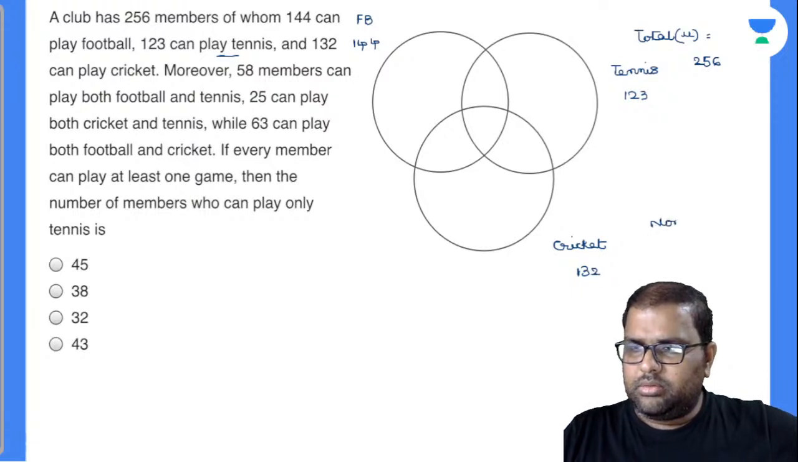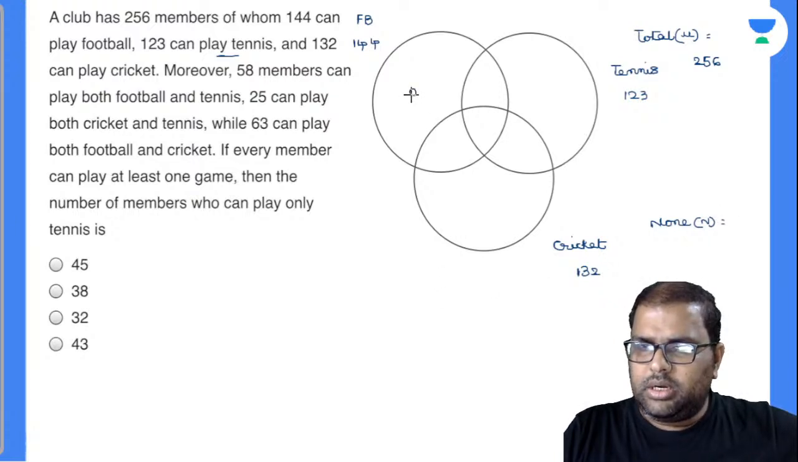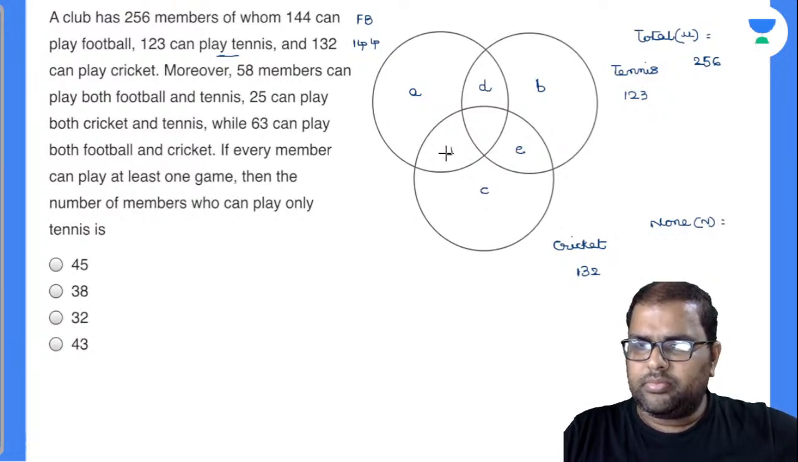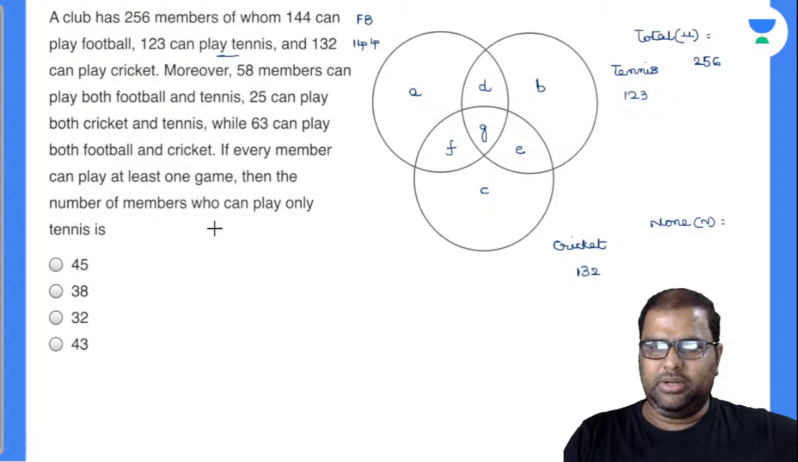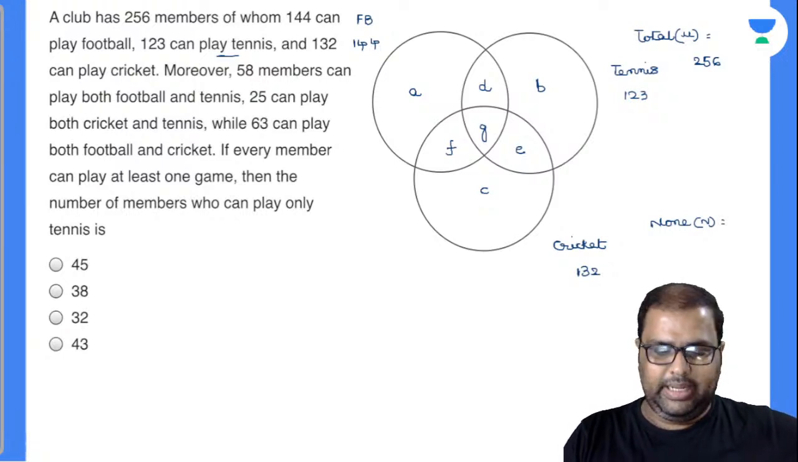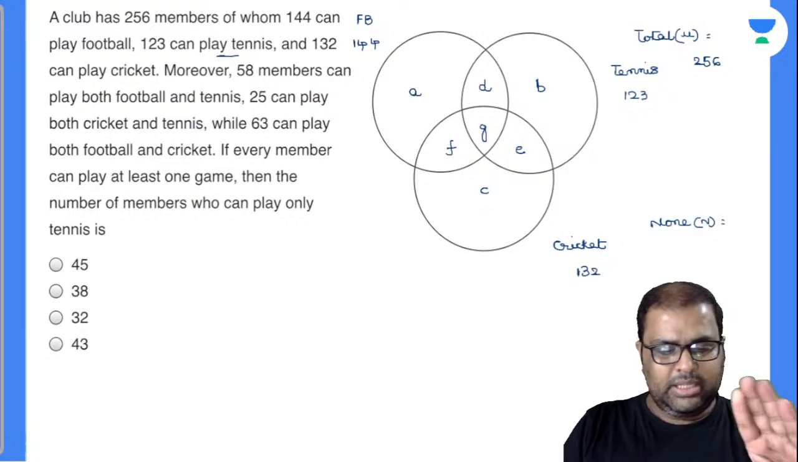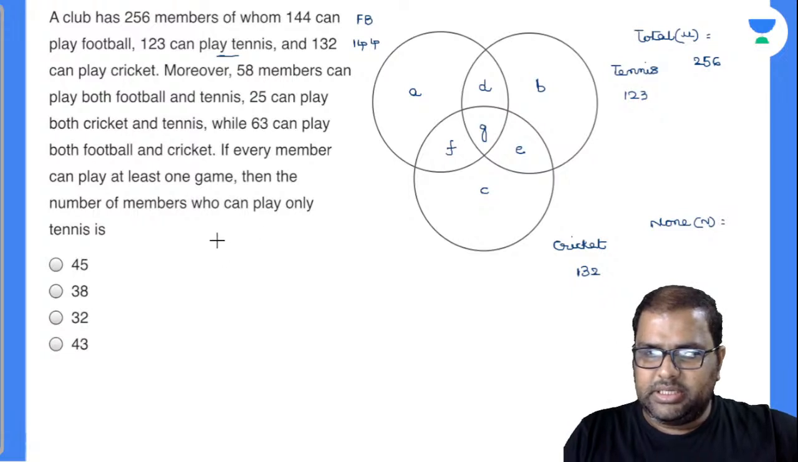Write down the values there. Done. So 132 play cricket. Moreover, 58 members can play both football and tennis, right? Is it given only football and tennis? No, it is given football and tennis. The football and tennis intersection value is D plus G. So D plus G is given as 58.